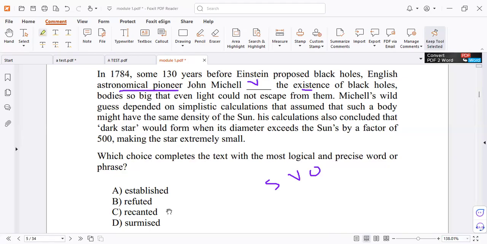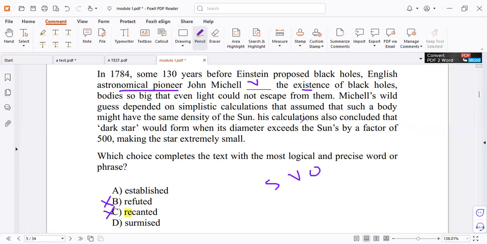How about recant? Do you remember the word recant? To withdraw a statement, often public. To say, I'm so sorry, I was wrong. So the fact is correct. I said it's wrong, but I'm so sorry. Did he say that? No. Does that make sense? That's why we have to withdraw, go back. So no C, no B. Established is to prove that something is correct. Okay, but the following didn't mention that.